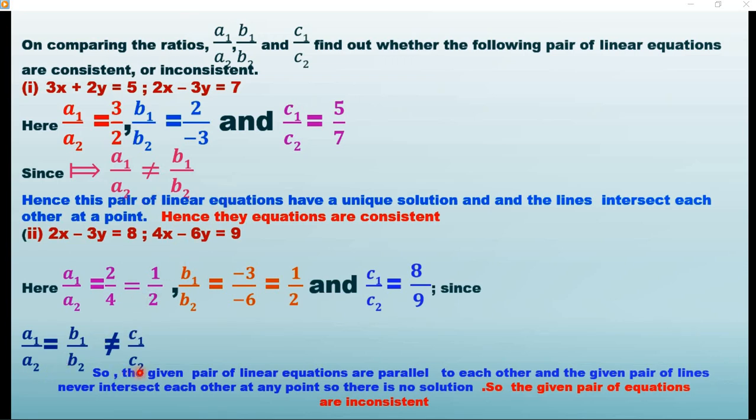Now this is the condition for what? These are parallel lines. So this is the condition for parallel lines, and parallel lines are always inconsistent. Right? Parallel lines are inconsistent. The lines which are intersecting are consistent. And there's a third part about dependent lines. It means they are coinciding. They are also consistent. Dependent lines are also consistent.